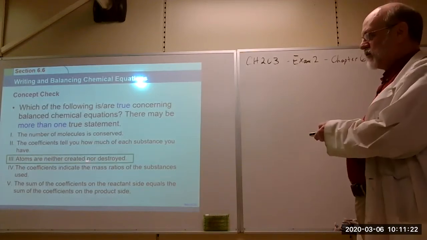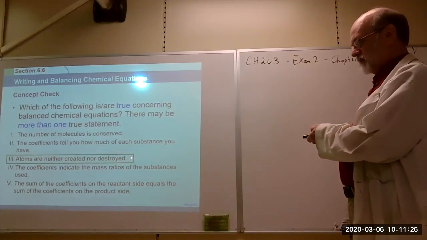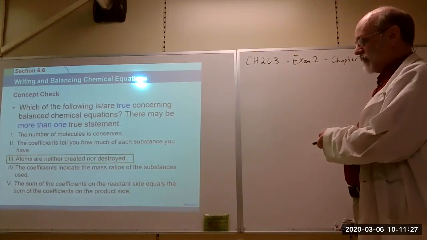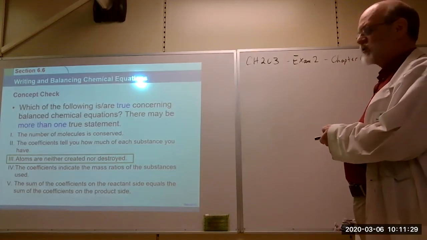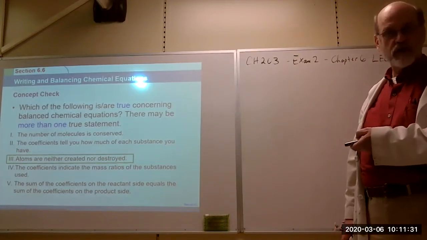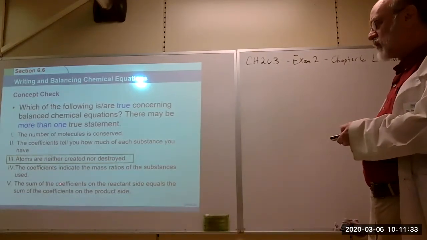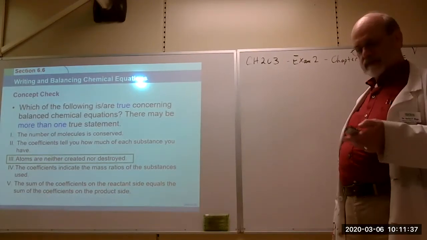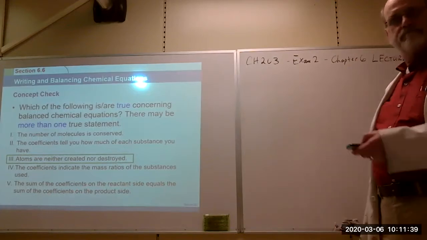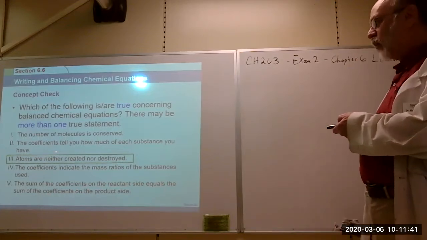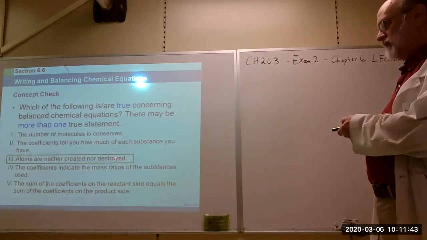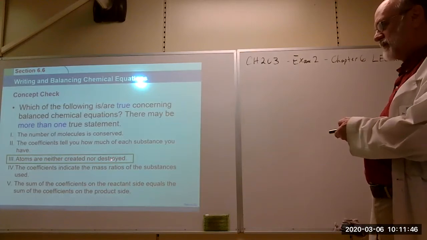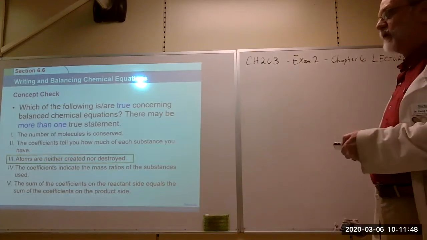Atoms are neither created nor destroyed. That holds true for a balanced equation. Coefficients indicate the mass ratios? No. Mole ratios. Sum of the coefficients on the reactant side equals the sum on the product side? No. Only the number of atoms is conserved. That's the only thing that's true of all those statements.